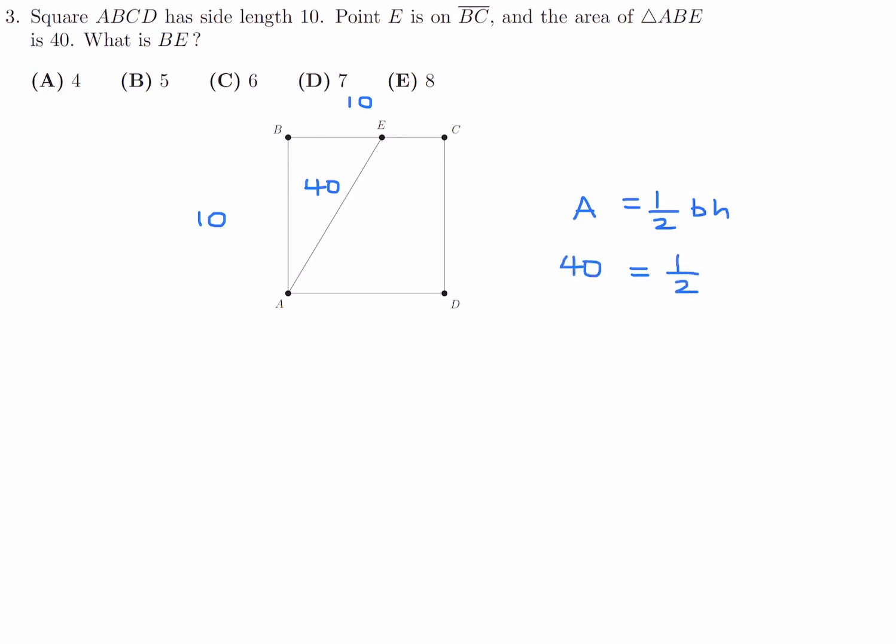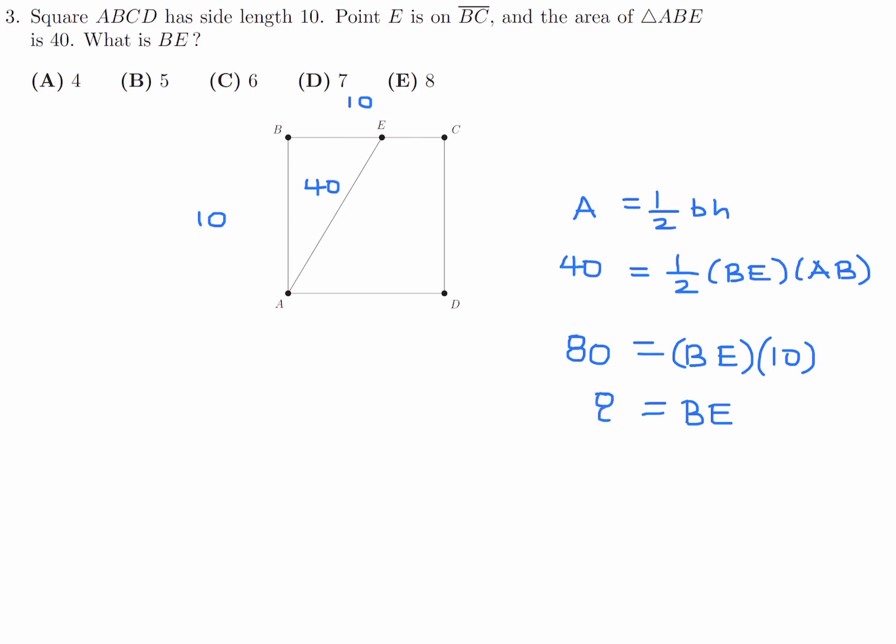1/2 base, well, the base I can call BE. And then the height of that triangle, I can use AB. And that triangle, of course, is ABE, this guy right here. So if I cross multiply, I get 80 is equal to BE times AB, but AB is length 10. And therefore, BE is going to be 80 divided by 10, which is 8. So number 3, the answer is E.